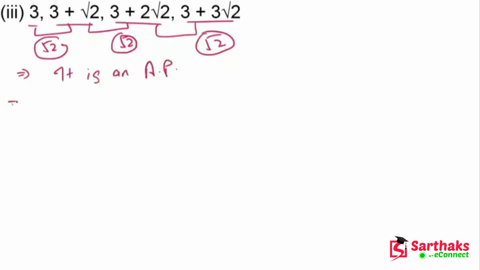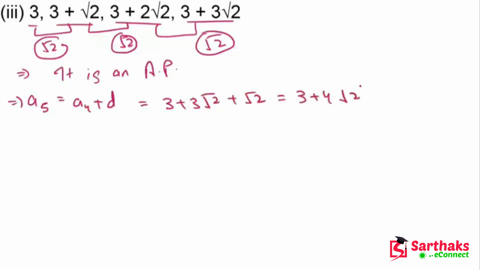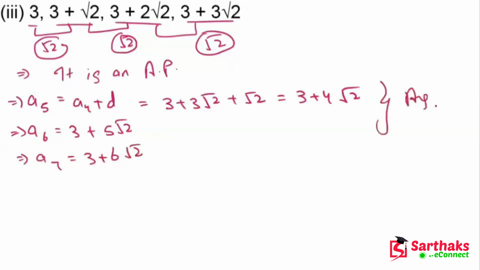Now we have to find A5. What is A5? A4 plus D, and 3 plus 3 root 2 plus root 2, we get 3 plus 4 root 2. Now A6 is 3 plus 5 root 2. A7 is 3 plus again 6 root 2. So these are the answers of this question. My dear friends, I hope you understand these things. Yes, so now let's move on.